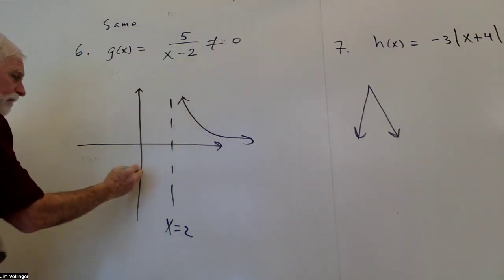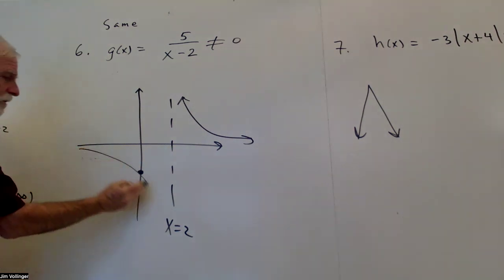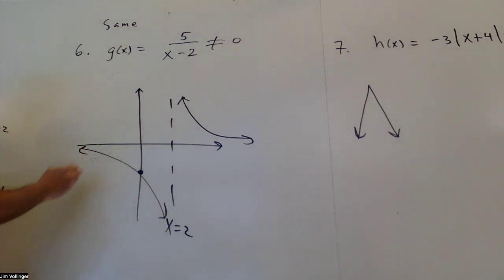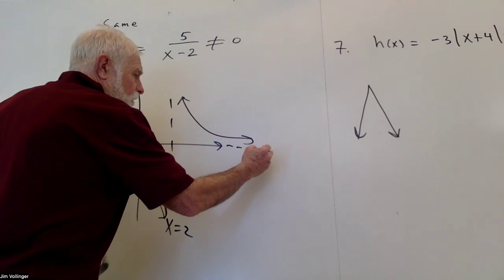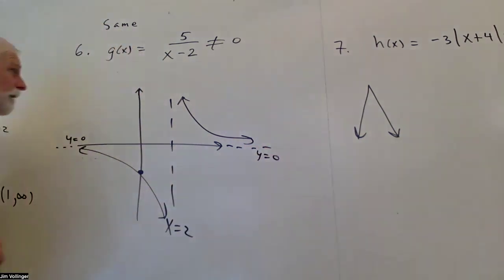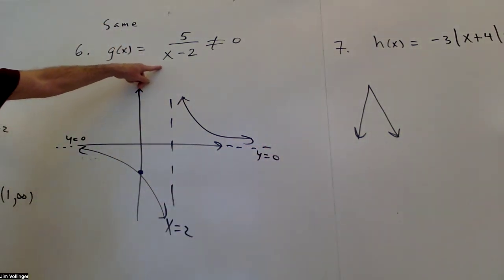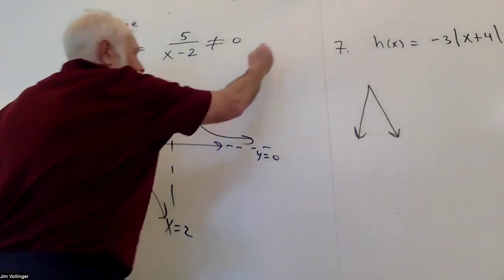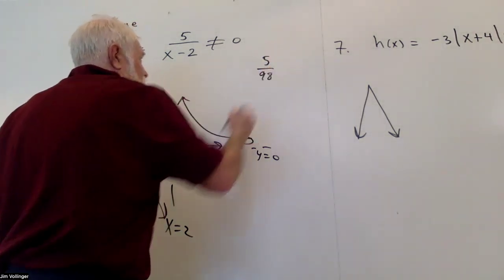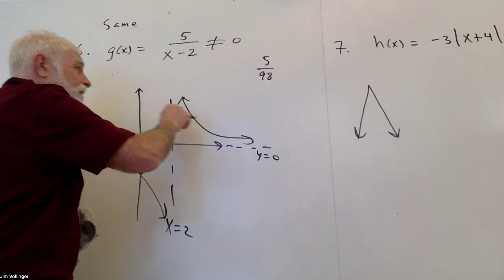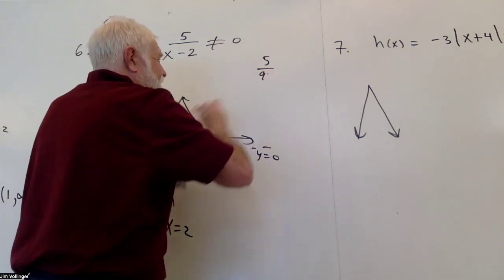Y-intercept -2.5, and it goes to 0 as well. So should label the asymptote over here, y equals 0. Same thing really over here, y equals 0. As x's get bigger, put 100 in there. 5 over 98. I hope you can tell that if you put 1,000 in, you get 5 over 998.